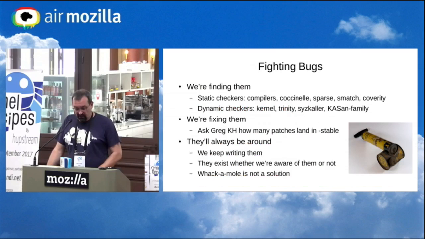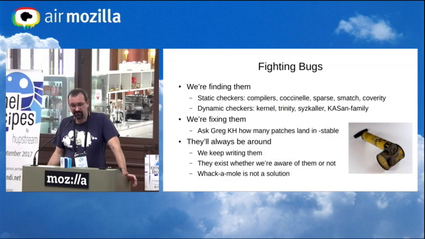So fighting bugs, we're absolutely finding them. We've got tons of static checkers, we've got tons of dynamic checkers. We're fixing them. Normally, when I give versions of this talk, I can't actually point to Greg and say, you should ask Greg. But so I got statistics of this, although Greg covered this pretty well yesterday.